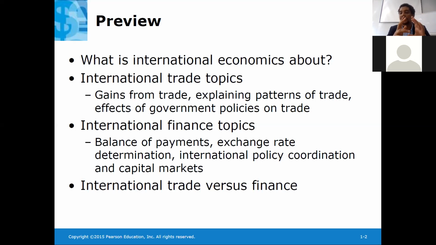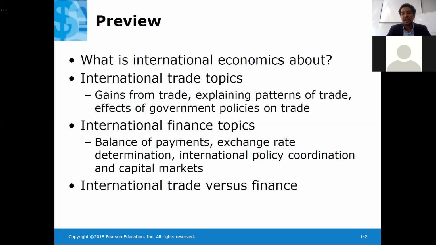These 3 are international trade topics, and the other 4, balance of payment, exchange rate determination, international policy coordination, and capital markets are the 4 international finance topics. So you have to be familiar with these 7 international economics themes that reoccur in economic issues or in economic studies. And the third one is to distinguish between this trade and monetary aspects of international economics.